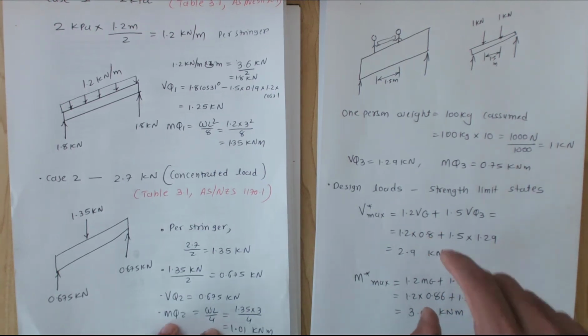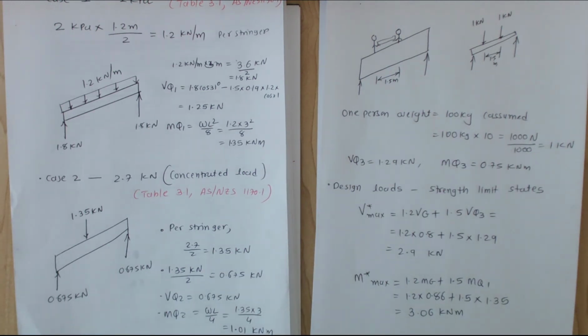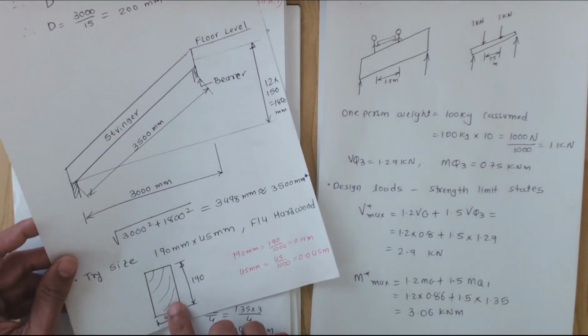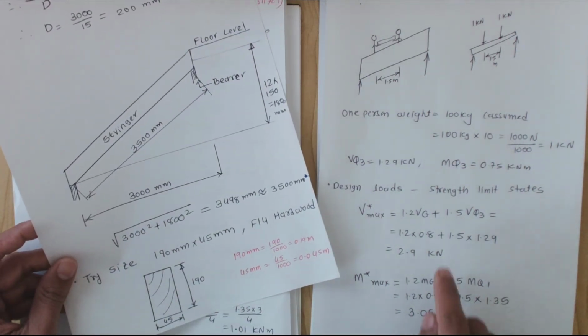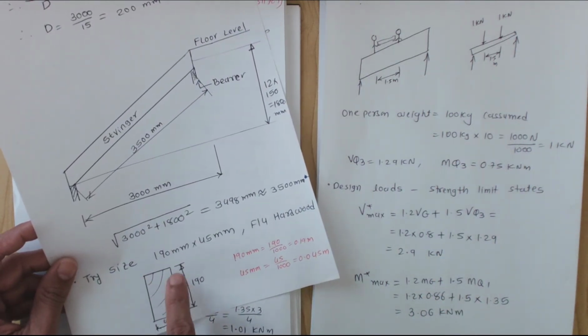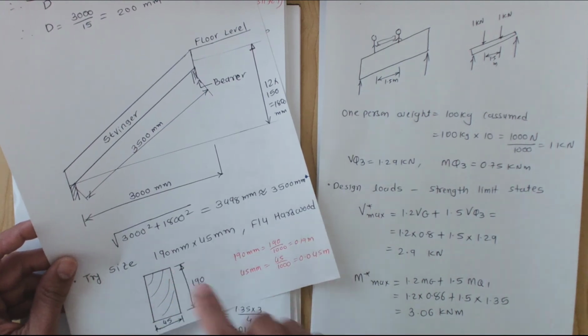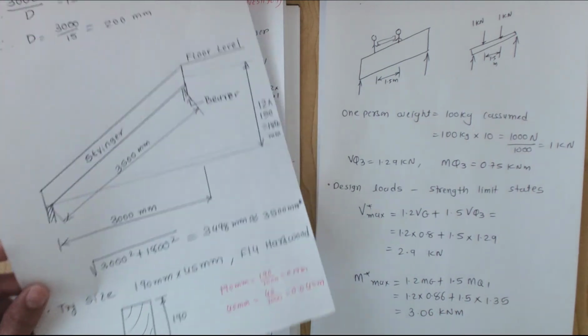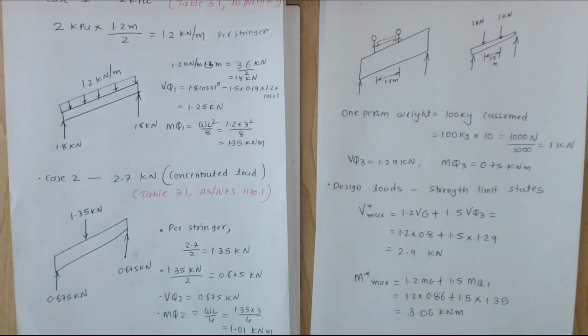Now the cross section that we assume should have a shear and bending capacity that is more than these values. Whatever cross section we assume, we will calculate the bending capacity, and it should be more than 3.06. We're going to look at that in the next video. Thank you.